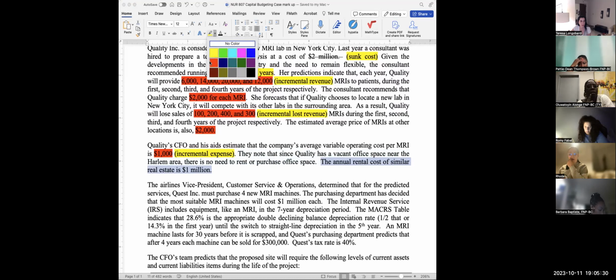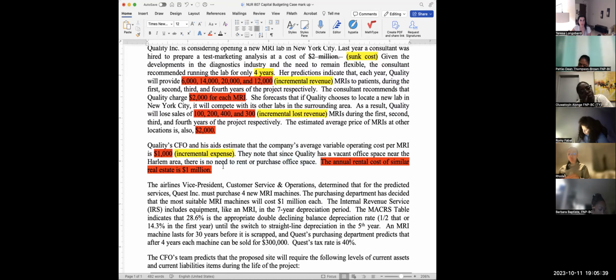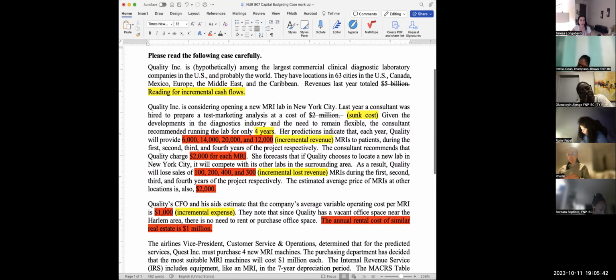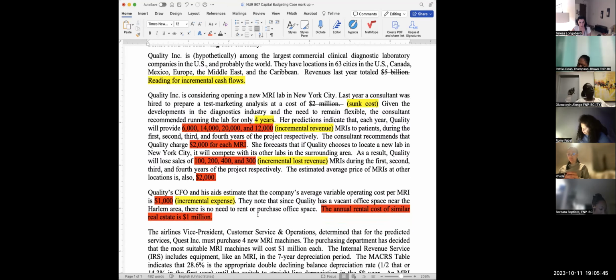This is actually called opportunity cost. Okay, so when you do a cash flow analysis, it considers economic costs. It's different from accounting. So I'm just trying to put it in here so that we don't lose what we learned about cash flows. And we're going to do this example with depreciation, and hopefully it's an introduction to the cash flow statement we're going to see. The annual rental cost of similar real estate is $1 million. I'm going to call this opportunity cost.